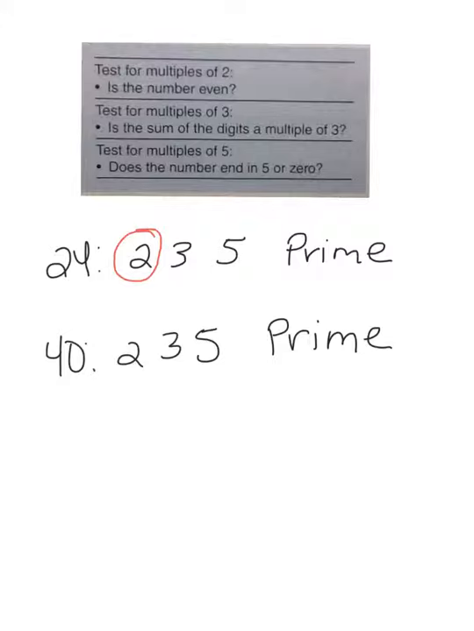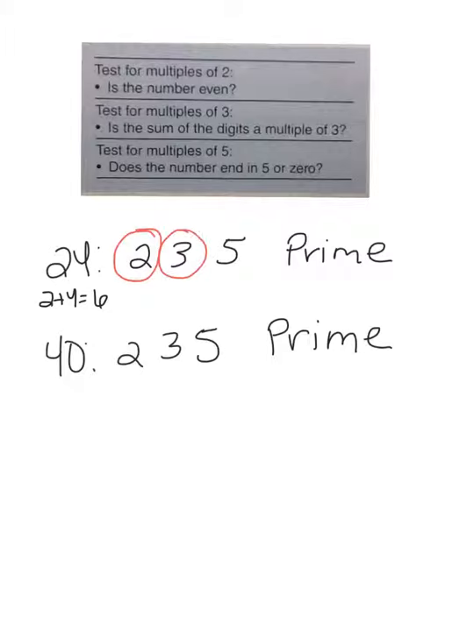The next one I'm going to do is my test for 3. So the test for 3 is: is the sum of its digits a multiple of 3? I'll go ahead and check that. 2 plus 4 equals 6. Does 3 go into 6 evenly? Yes. Is 6 a multiple of 3? Yes. So we would go ahead and say that this number is divisible by 3 as well.